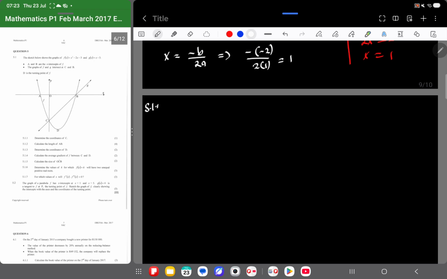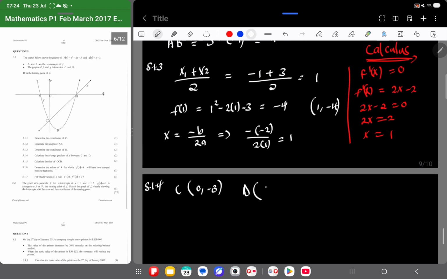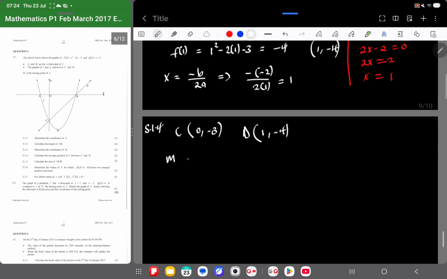5.1.4. Calculate the average gradient of f between C and D. Now we have the coordinates of C. C is 0, negative 3, and D is 1, negative 4. To get the average gradient, m we know is equal to y2 minus y1 over x2 minus x1.